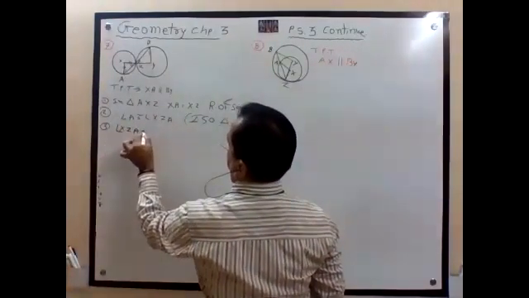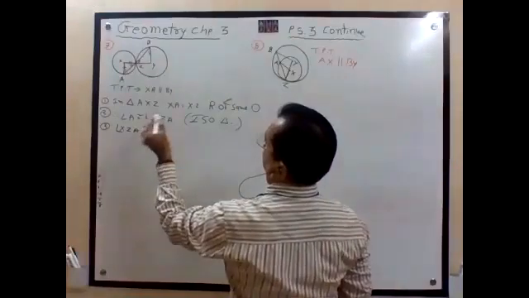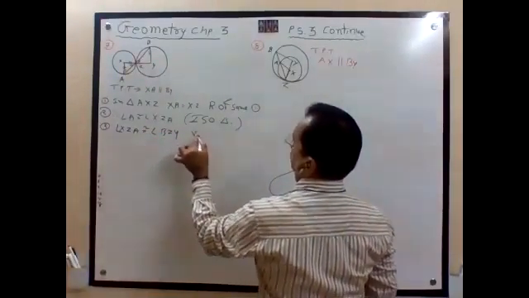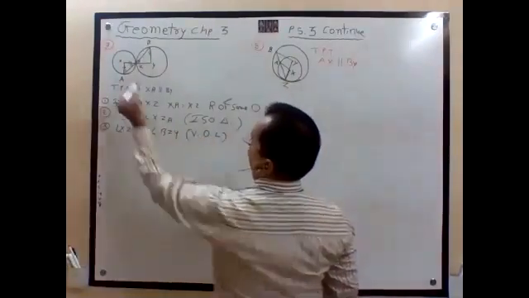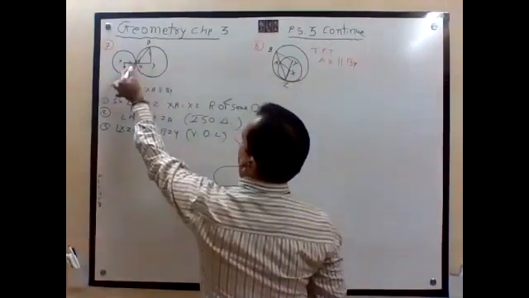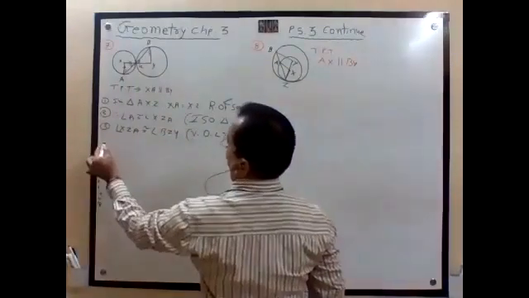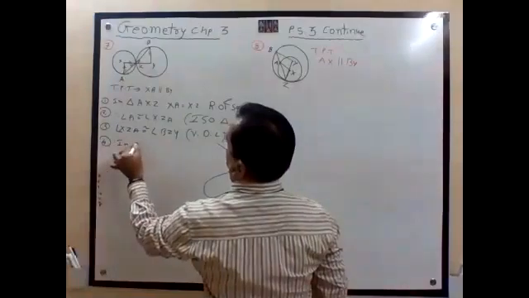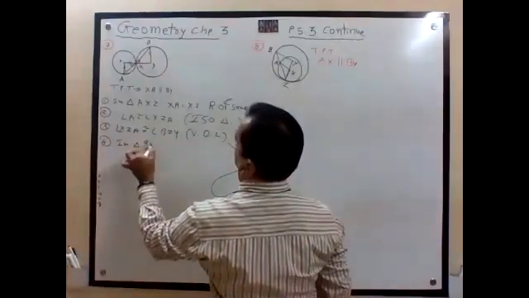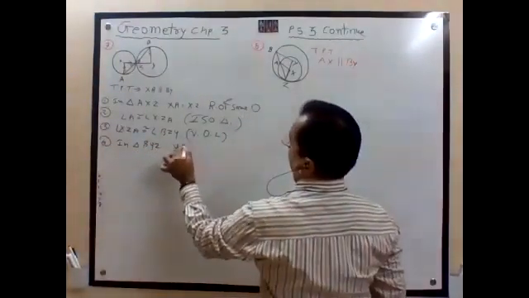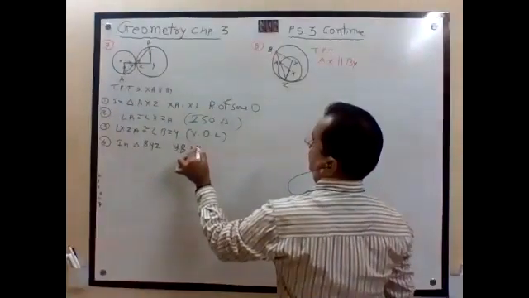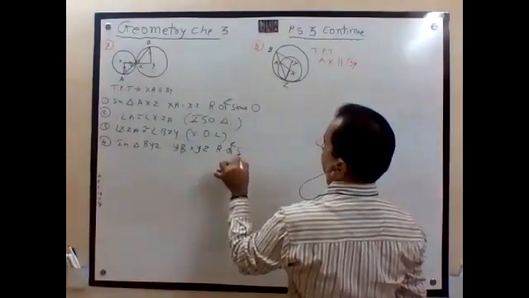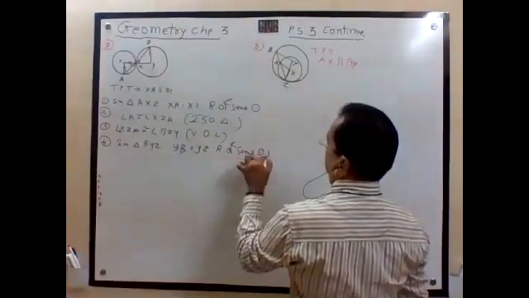Third, XZA congruent to BZY, vertically opposite angle. First equal to second here, second equal to third here, now third equal to fourth. In triangle BYZ, YB is equal to YZ, radii of same circle.